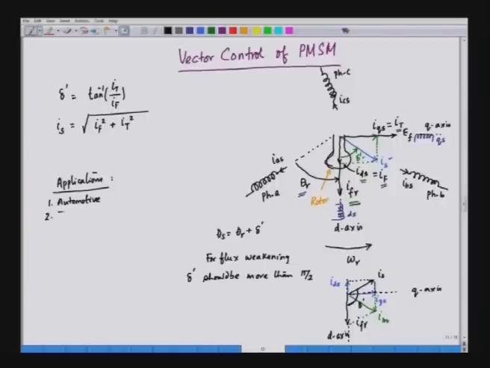Sometimes it is also used for traction application. Traction is also automotive, but at a little higher power. It means beyond 100 kilowatt to 1 megawatt, we can go for this kind of motor. And then in high performance application, in medium power range, this means we can go from something like 10 kilowatt to about 500 kilowatt without much problem.